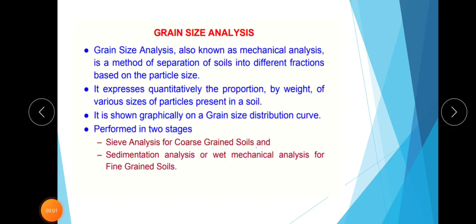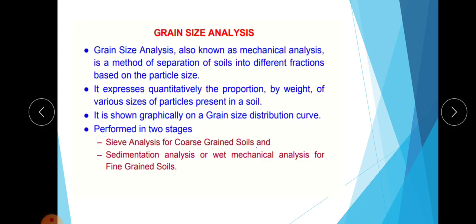So the next topic is grain size analysis. This is also known as mechanical analysis or particle size analysis. So this particle size analysis or grain size analysis is a method of separation of soils into different fractions based on particle size. That is, based on particle size we are separating the soils into different fractions. So that process is known as grain size analysis.